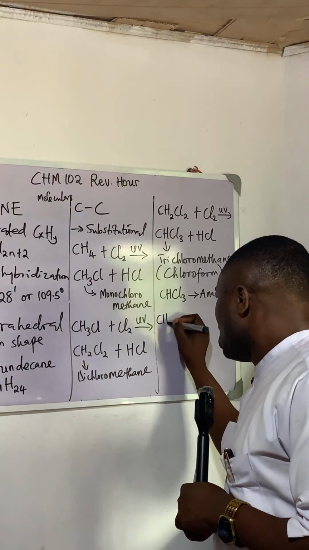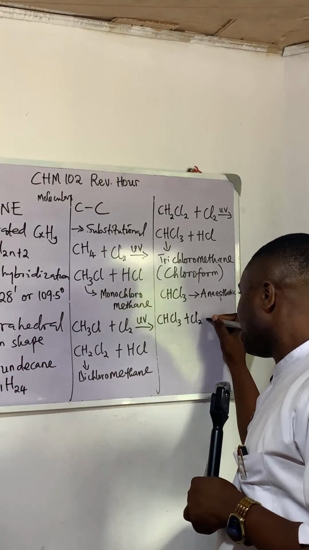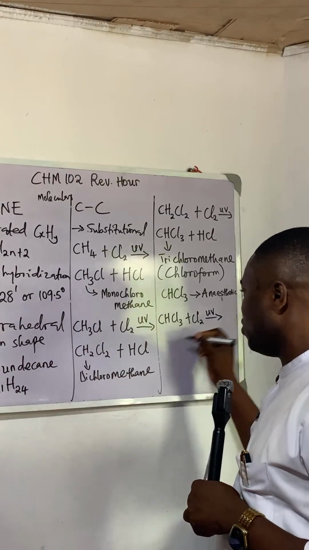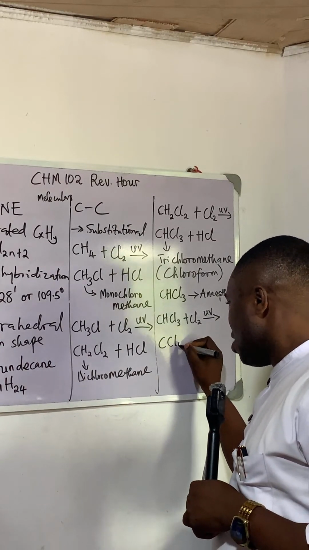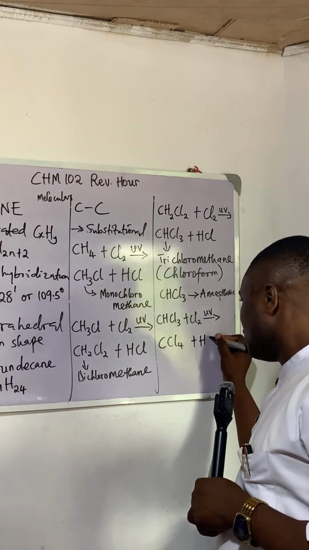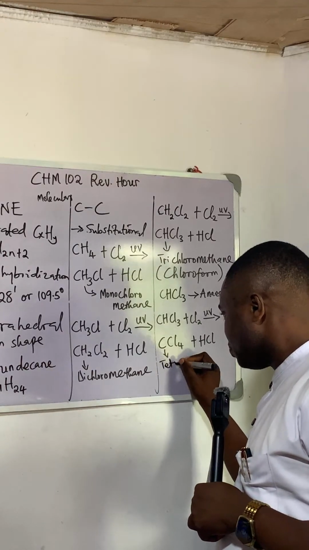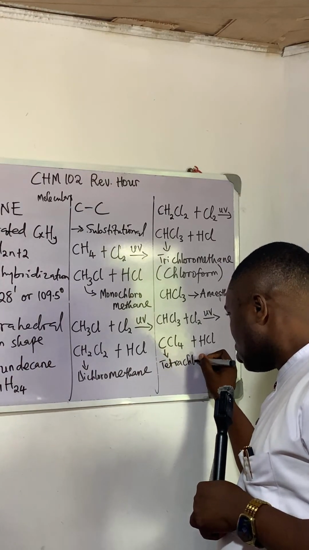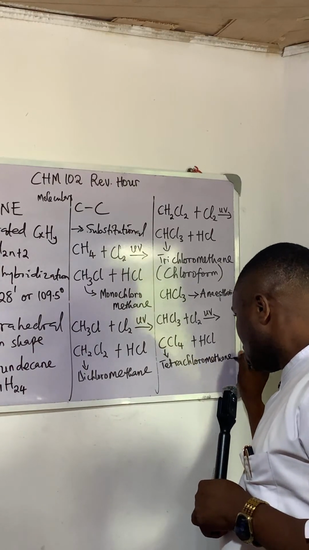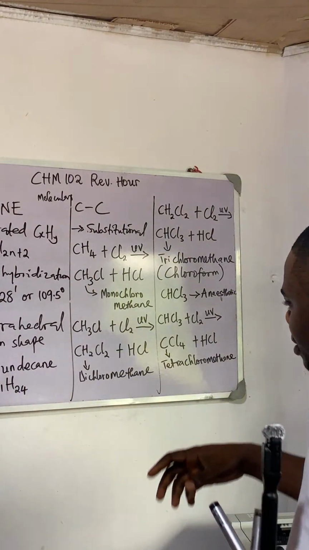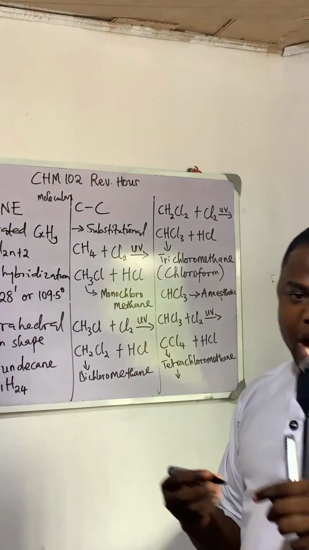Now, when CHCl3 still reacts with chlorine gas in the presence of UV, that will give you the last product, which is CCl4 plus HCl. This is what we call tetrachloromethane. Are you seeing it? Tetrachloromethane. This one has an industrial application.